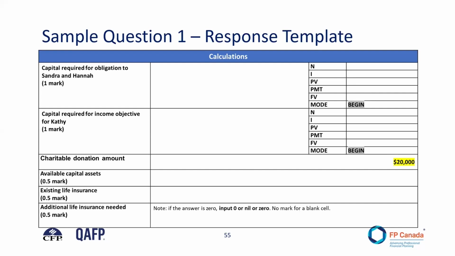For this question, it is in begin mode. In some tables, amounts may already be provided, as shown here with the 20,000 charitable donation amount. For some questions, the numerical answer could also be 0. And when the answer is 0, please ensure that you put either a 0 or spell out the word nil or the word zero. If the cell is simply left blank, no mark will be given.